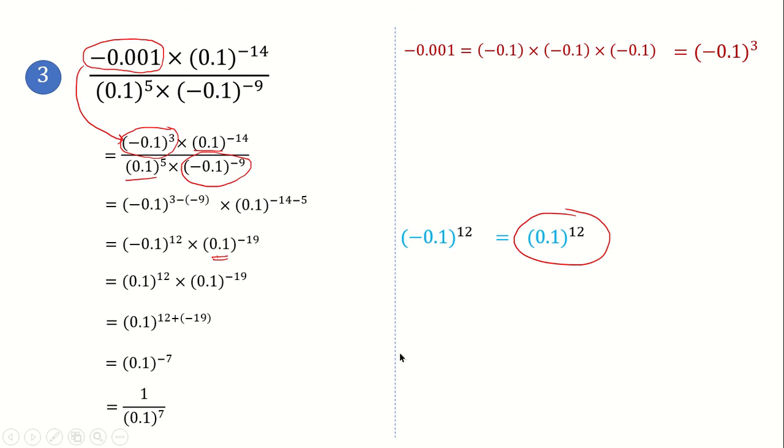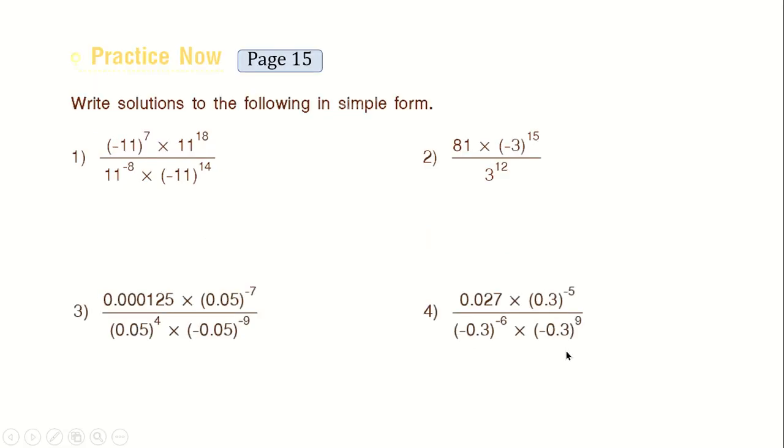I believe that you have understood how to use property 1 and property 2 of exponents. Now go to page 15 and do some practice.